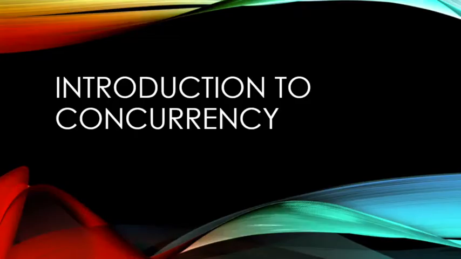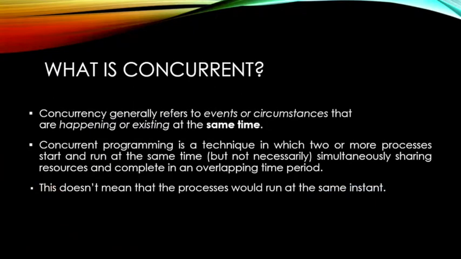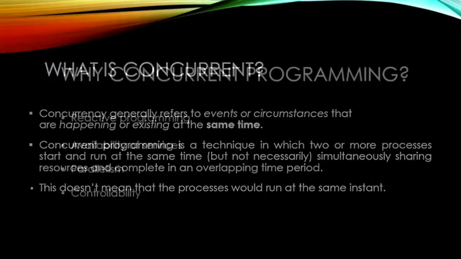Introduction to concurrency. What is concurrency? Concurrency generally refers to events or circumstances that are happening or existing at the same time, such as concurrent uses of a computer program. Concurrent programming is a technique in which two or more processes start and run at the same time, but not necessarily simultaneously, sharing resources and completing in an overlapping time period. This doesn't mean that the processes would run at the same instant.